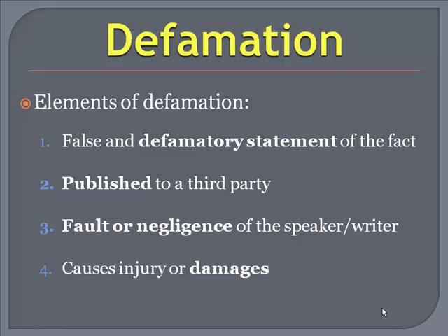Now let's talk a little bit about defamation. The elements which have to be proven to prove that there was a defamation are: there was a false and defamatory statement of fact. It was published to a third party. If it wasn't published, there was no defamation, okay? I can insult you if nobody blogs about it, or if it does, then we consider it doesn't harm your reputation. Third element, fault or negligence of the speaker or the writer, and it causes injury or most often damages, mostly damage to your reputation.